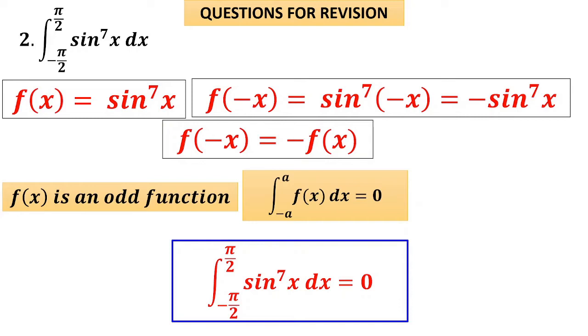Therefore, whenever you find a 2 mark question from minus a to a, minus pi to pi, minus pi by 2 to pi by 2, check whether the given function is even or odd. If it is odd, directly write it as 0 as per the property.